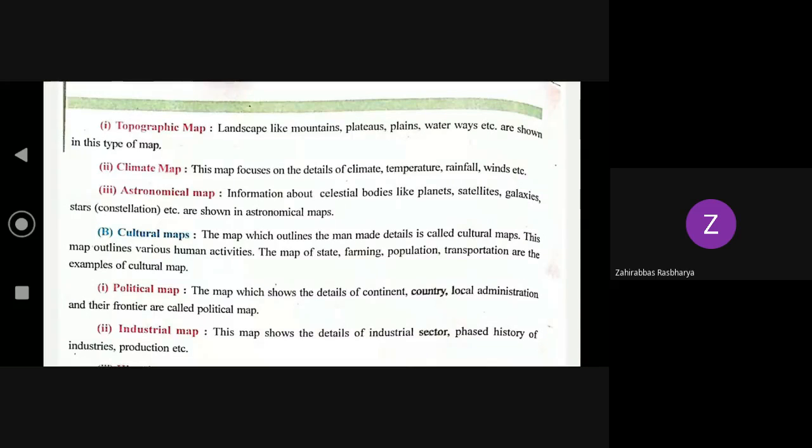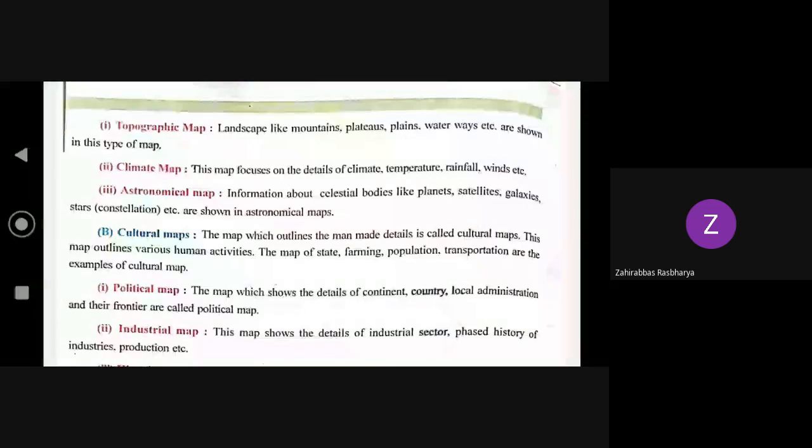Then what is an astronomical map? What does an astronomical map show us, beta? Satellites, galaxy, stars, constellation, etc. Yes, everything about all the celestial bodies, like planets, satellites, galaxies, stars, constellations, etc. are shown on astronomical maps.